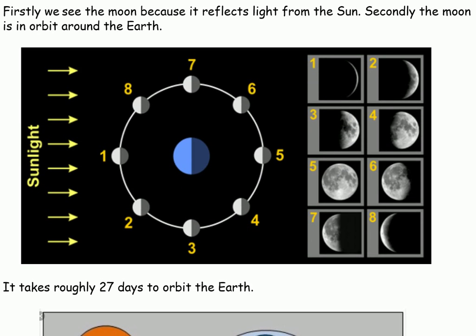Firstly, we see the moon because it reflects light from the sun. Secondly, the moon is in orbit around the Earth. It takes roughly 27 days to orbit the Earth.